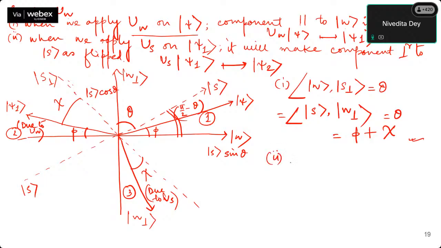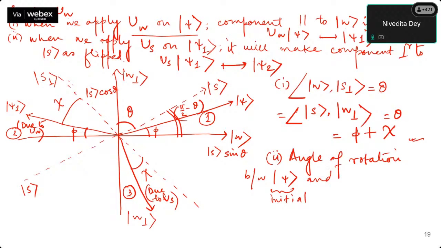Second observation from the geometry we can get is the angle of rotation. The angle of rotation, that is how much is the angle difference, phase difference between my initial psi before I had applied UW and the final state, which is psi 2, that will be equal to psi and psi 2. That will be, if you see, phi plus this thing, okay? And this one also will be equal to my theta, which is equal to phi plus lambda.